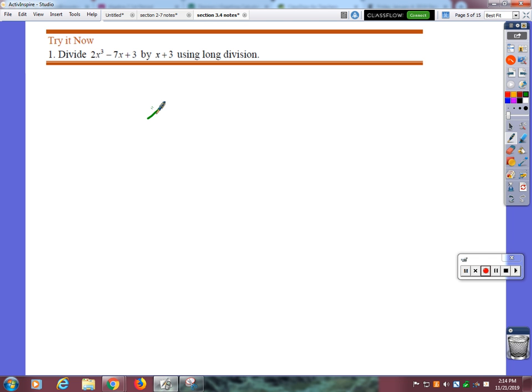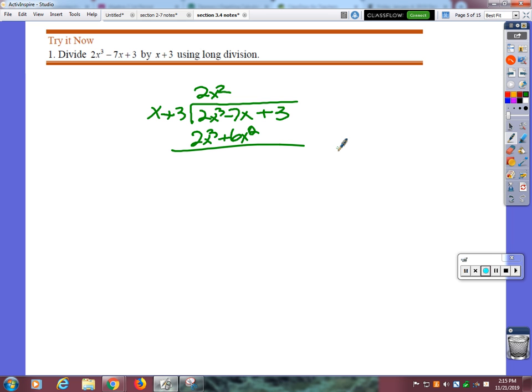Okay, so the first step, I have to write it in this dorky way. And then what did you do first? Oh, I know what happened. Okay, so what do you do first? 2x squared. All right, then when you multiply this back through, that gives you 2x cubed plus 6x squared, right? Okay? Right. So yes, I can only combine like terms here, right? So I'm going to change these both to negatives and then add.